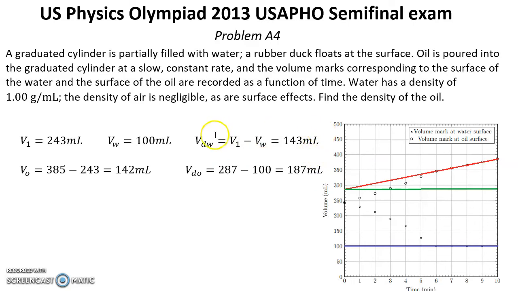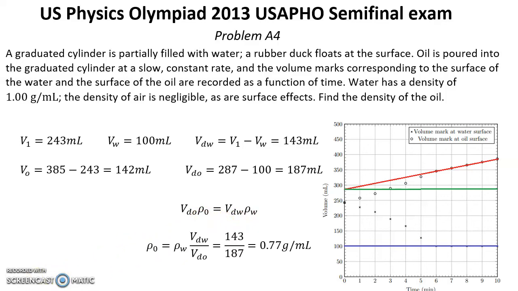If we compare these two volumes, this is the volume displaced by the duck from water, and this is the volume displaced by the duck from oil. And now we can find rho of oil. So we have this equation: displaced volume of oil multiplied by rho of oil equals displaced volume of water multiplied by rho water. And now we can find rho oil. That will be 0.77 gram per milliliter. That's the answer for problem A4.